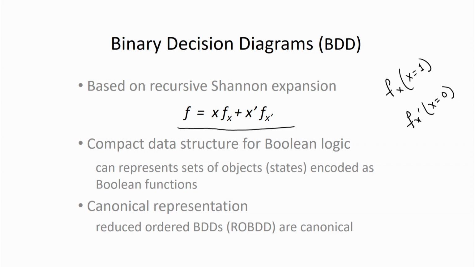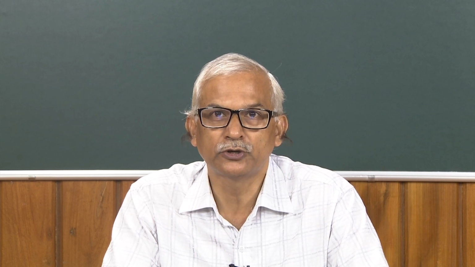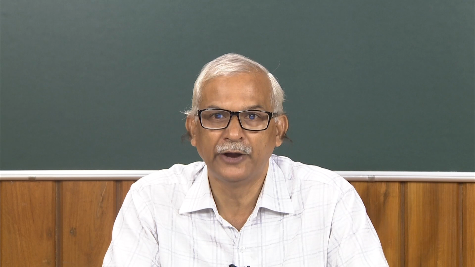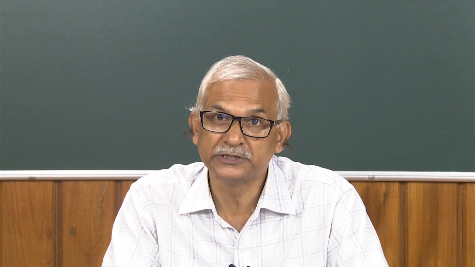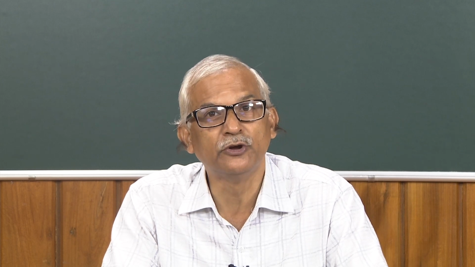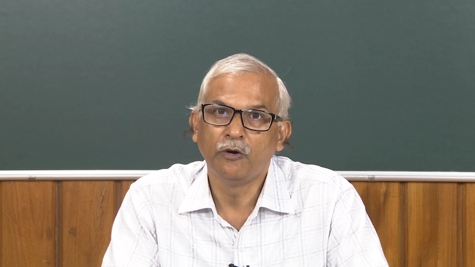And what is the advantage of this particular BDD representation? We have a canonical representation of a Boolean expression if the representation is a reduced ordered BDD, a reduced ordered binary decision diagram, ROBDD. At that time, we are going to get the canonical representation, and what does it mean? That means we are going to get a unique representation, or unique BDD, for a given Boolean expression.